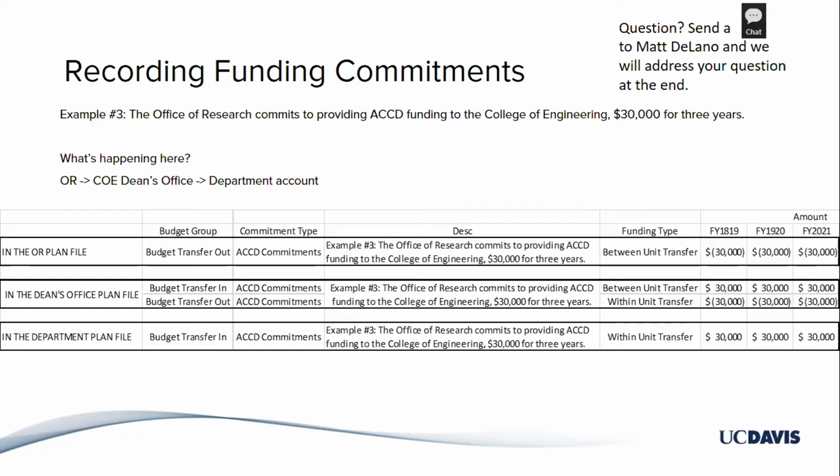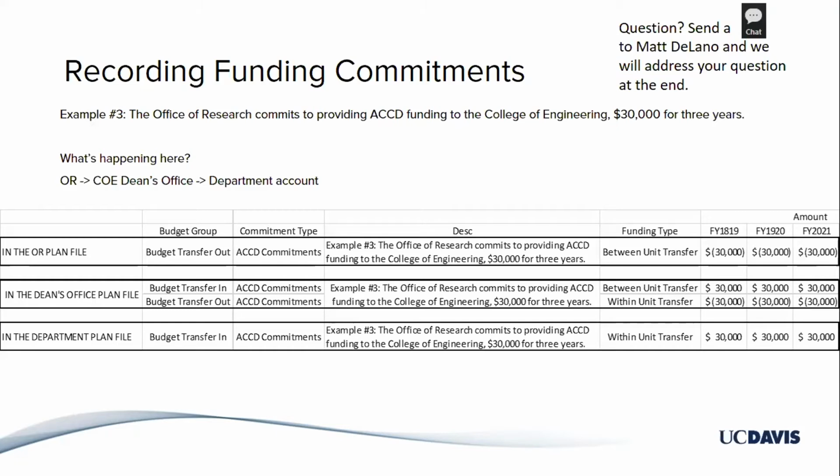Now, if the Office of Research just passes the funding straight to the department account itself, you would eliminate that second row, the dean's office plan file, altogether, and it would just be recorded as a between unit transfer in the OR plan file and a between unit transfer in the department plan file. Essentially, you just want to show an outflow of funds in the Office of Research and an inflow of funds in the department plan file.